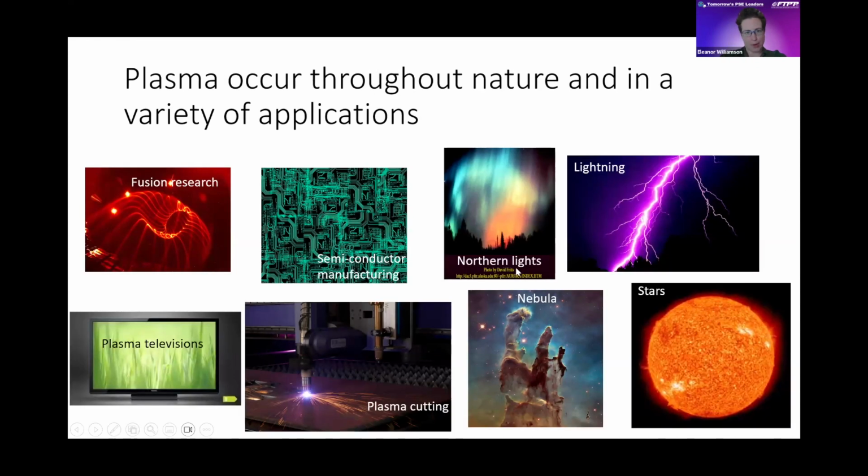Where have you seen a plasma? Well, plasmas occur throughout nature and in a variety of applications. The applications that most people are familiar with, plasma televisions, of course, are the most common. Stars, our sun is a plasma, lightning is a plasma, and my favorites are nebula and the northern lights because they are so beautiful. Other common forms of plasma are plasma cutting, semiconductor manufacturing, and fusion research. I come from a lab group that does quite a bit of fusion research, and so to some degree, that's my favorite application on the subject. So that's a plasma.